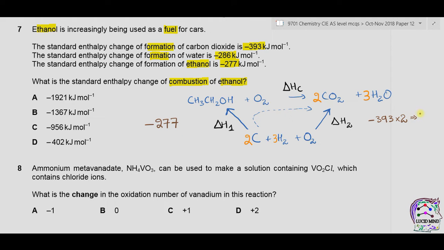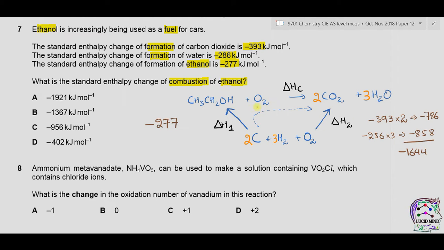It comes to minus 786 kilojoules per mole for carbon dioxide. Now for water, 3 moles are formed, so therefore we are going to multiply minus 286 with 3. It comes to minus 858 kilojoules per mole. Now combining these two, we can add them together and the answer is minus 1644 kilojoules per mole.